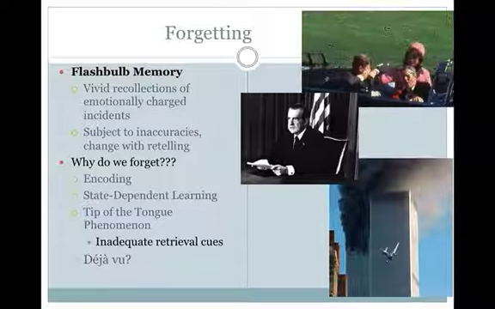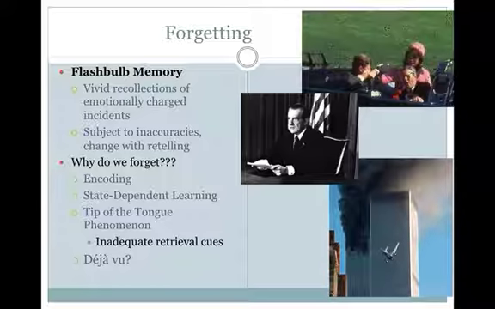So, why does forgetting occur? Well, we have a problem with what we call encoding. We gave the example of Admiral Nelson. We're coding Admiral, and that is allowing us to remember that. But a lot of times we'll forget what those items mean. State-dependent learning, tip of the tongue phenomenon, and also deja vu.